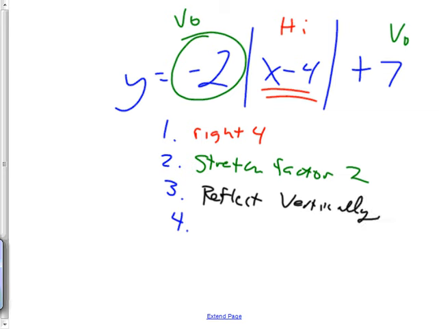Or vertical reflection. And the last thing is, you don't have to be complicated and say it's vertical shift up 7. You can just say up 7. And those are your 4 things in order that are happening in this function. Any questions on all that?